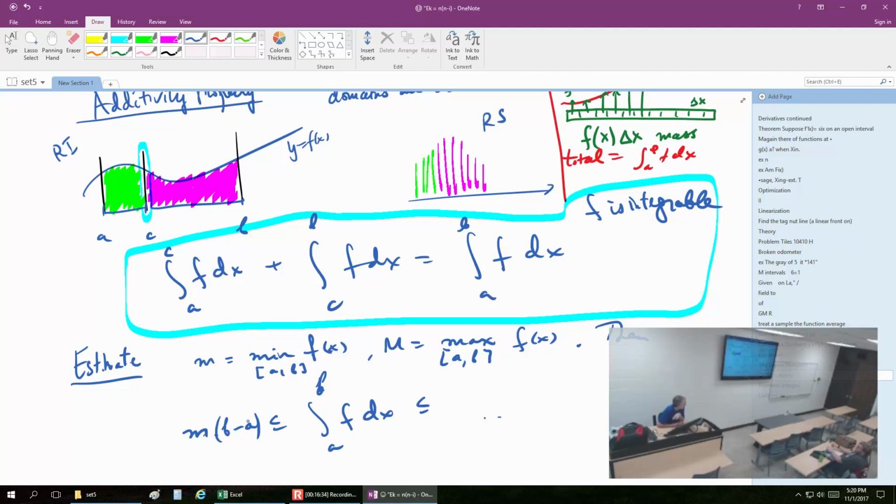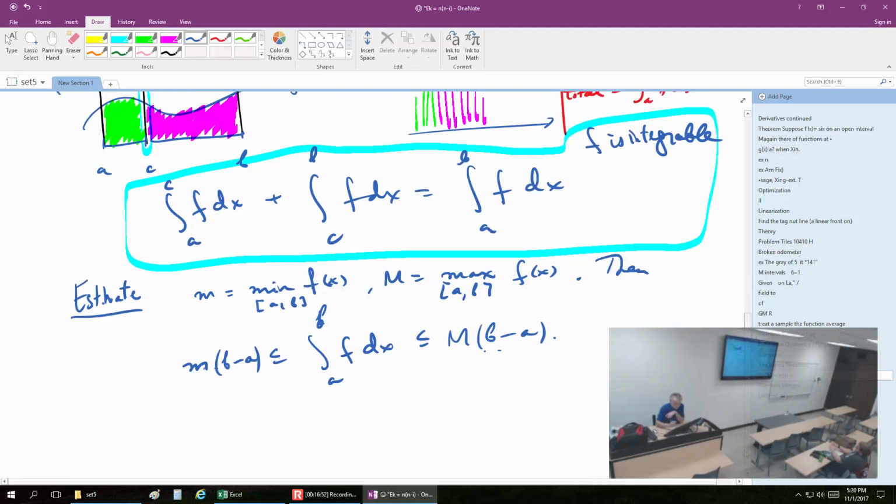And then on the other end, you looked at your speedometer. You know that your speed never was above 70 miles an hour. So you know in an hour you're not going to pass 70 miles, and in 2 hours not 140 miles. So on the other end, the maximum will be similar. Okay. So once again, f is integrable.